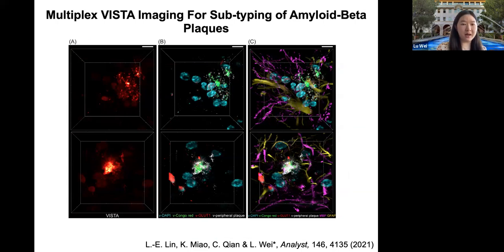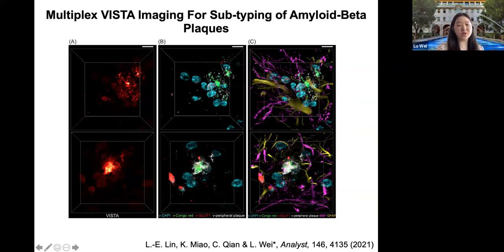We applied the same machine learning tricks to this amyloid beta study, and found that we can indeed perform subtyping of the A beta structure, the tissue structures surrounding the A beta plaques, and also the A beta core-shell structure itself. Our preliminary data also showed that A beta plaques indeed have different core-shell structures. For example, this one has a more dotted structure, and this one shows a more fibrillar structure.